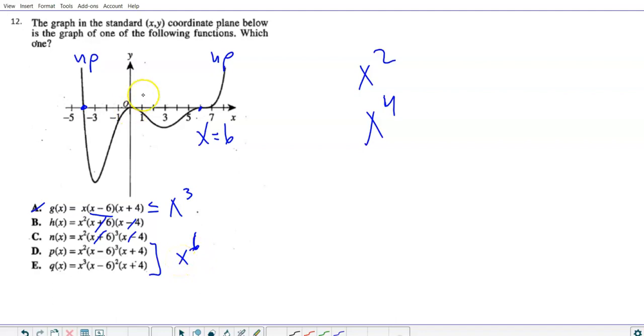So then you think about this idea of multiplicity. Do you see how this graph kind of bounces at that axis when it hits the x-axis at 0? So my thought is it's got to have an x squared, an even exponent there. It can't be odd. It's got to be D at that point.